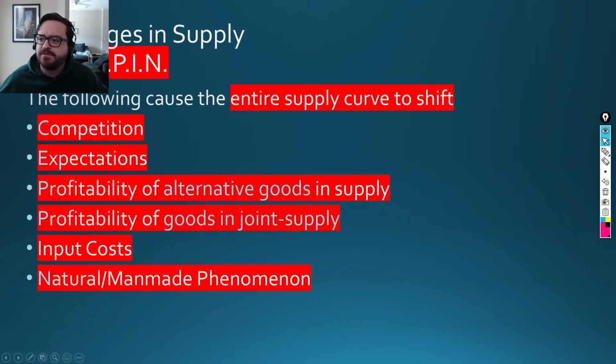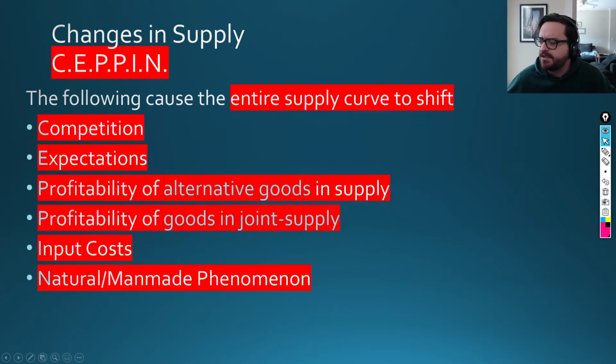All right, supply shifters. I couldn't make this acronym into something relatable with words that make sense, so I use SEPN for my supply shifters. Competition, expectations, profitability of alternative, profitability of joint supply, that one rarely comes up, input costs, and natural or man-made phenomena. So this is your list of supply shifters. I will write one of the acronyms my students use. I will not say the word out loud, because it is a very stupid acronym, but students like to use this one.